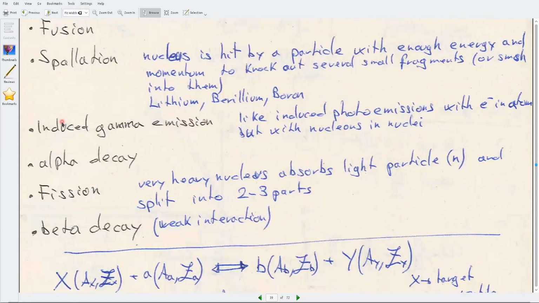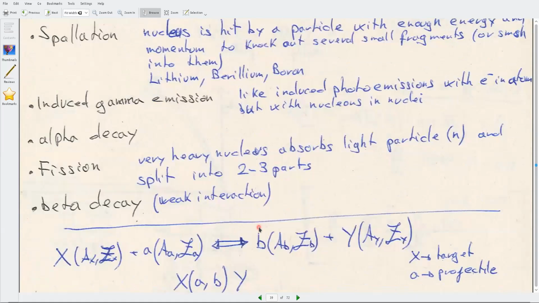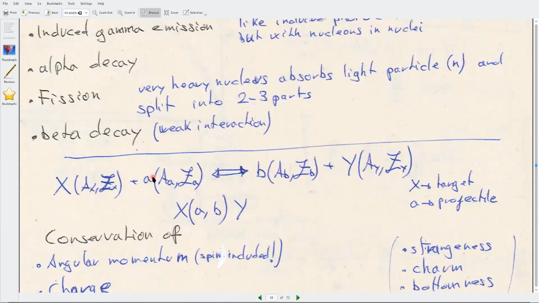We have induced gamma emission, alpha decay, fission, beta decay. We can usually write the relation in this way. We have a main particle, a projectile particle, a target, and then the product, one main and an addition. The target particle is collided by A, that is the projectile particle, and produces the Y particle, the result, and B, usually a smaller particle, as an addition.